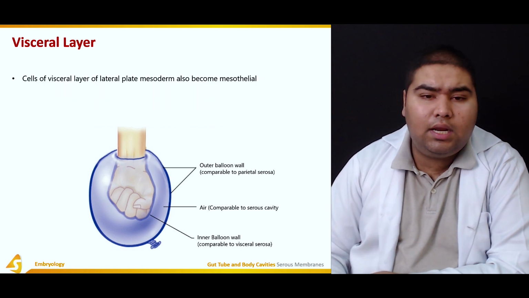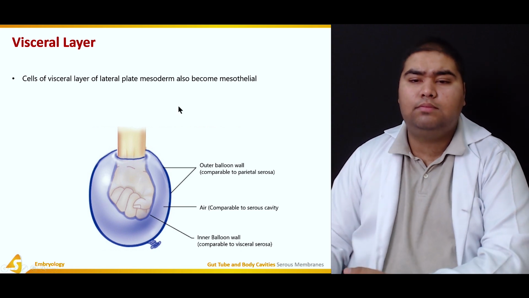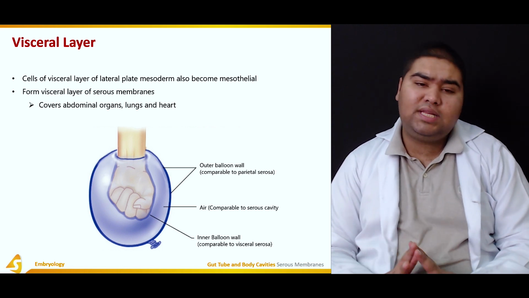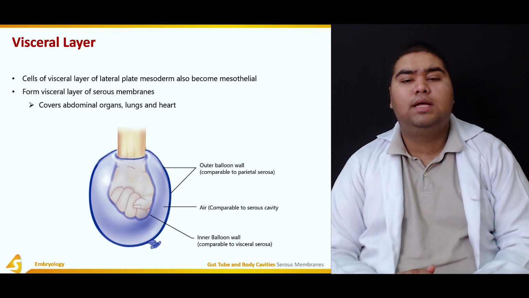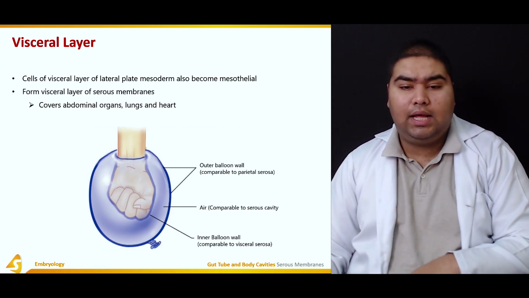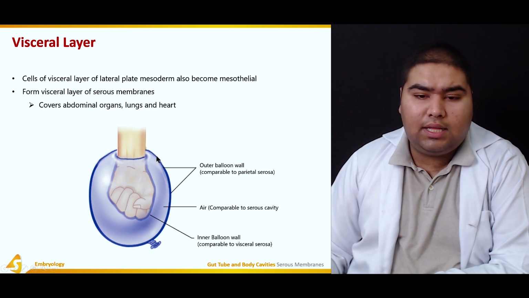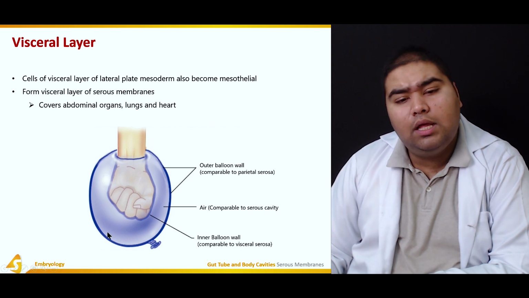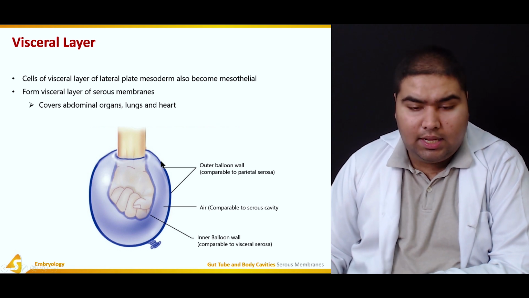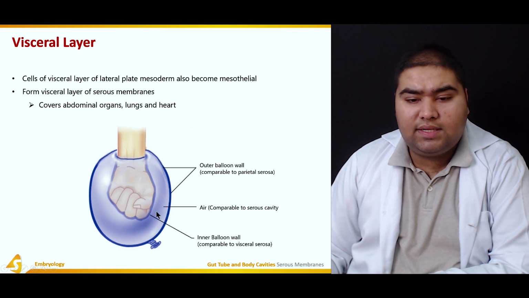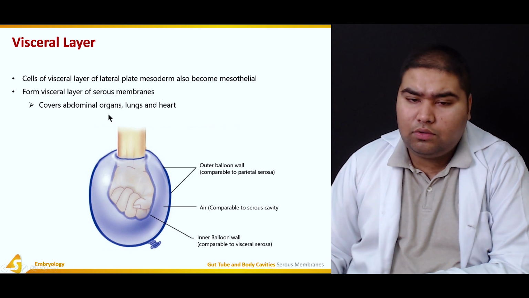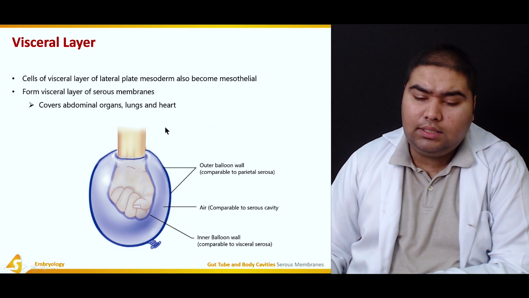Now, this is the visceral layer. Cells of the visceral layer also become mesothelial. They form the visceral layer of the serous membrane. It closely adheres to the abdominal organs, the lungs, and the heart. Again, the same analogy: a fist is being inserted into the balloon, which has not been ruptured. The outer layer that lines the body cavity is known as the parietal layer, and the inner layer is called the visceral layer. It tightly hugs or covers the organs. These organs include the abdominal organs, the lungs, and the heart.